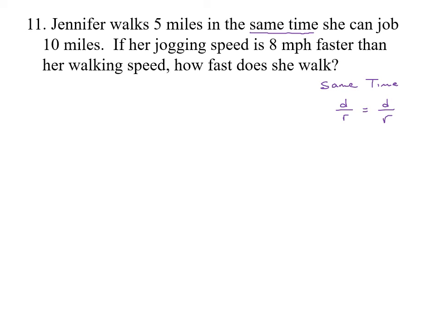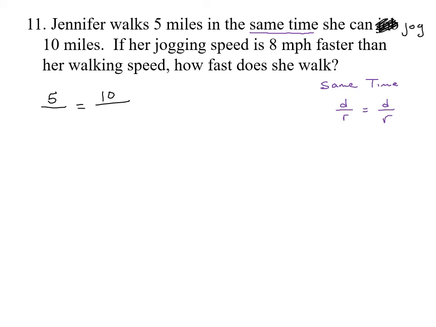Like in this case, Jennifer walks 5 miles. That's a distance, so it goes on top. In the same time, she can jog. Oops, bad spelling. She can jog, not job. She can jog 10 miles, so that's a distance, so that goes on top. Her jogging speed is 8 miles an hour faster than her walking speed.